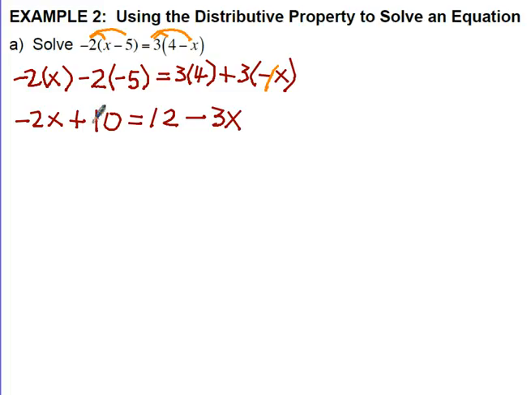So now you finally have an equation with variables on both sides. You have -2x, that's a variable on the left side, -3x, that's a variable on the right side. My goal is to have the variable on the left side and a number on the right side, meaning I'm going to have to get rid of that -2x. I'm going to add 2x to both sides.